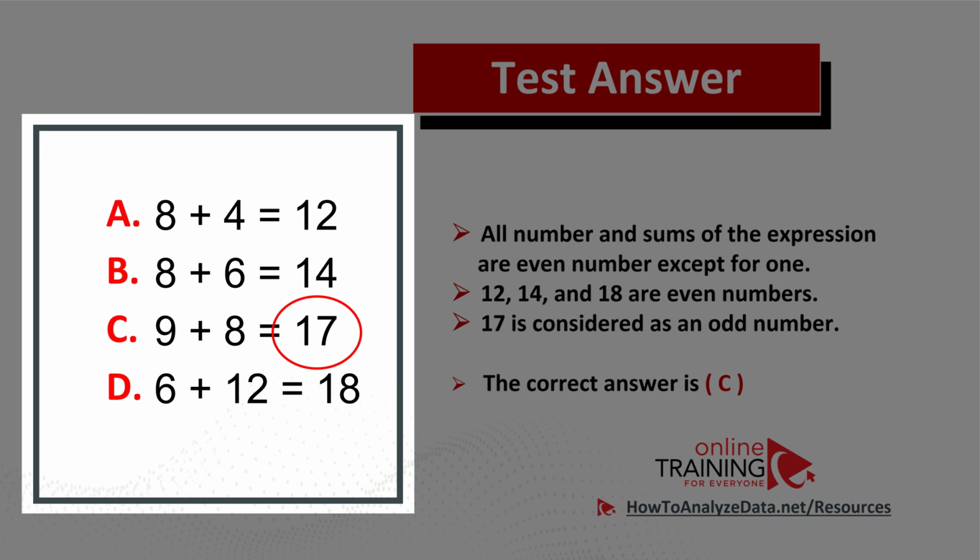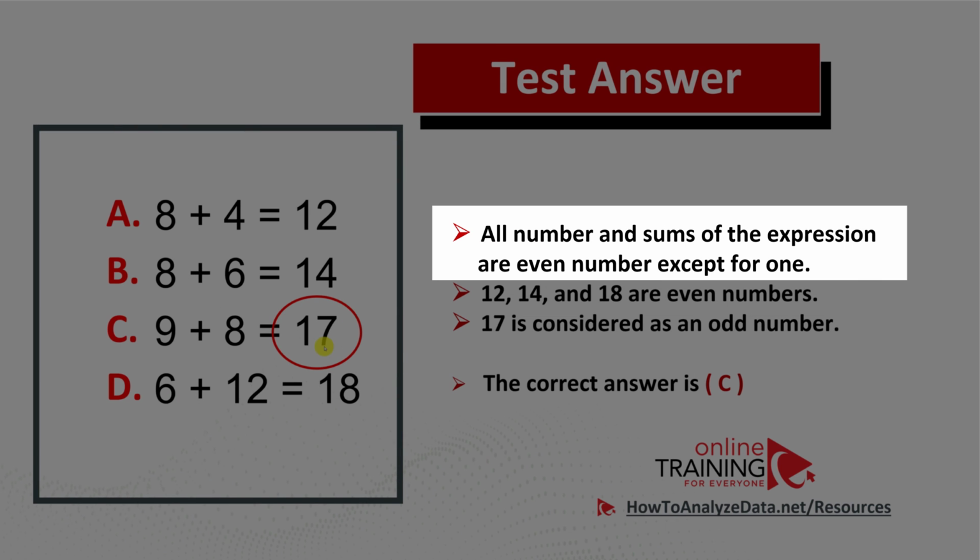What's interesting about this question is the fact that we're dealing here with odd versus even numbers. You see that expression A has all the even numbers, 8 and 4 equals 12. Expression B is the same thing, 8 plus 6 is 14, all even numbers. Same with expression D, 6 plus 12 equals 18. So the expression C has 2 odd numbers, 9 and 17. And if you look at the answers, you can also figure it out by just looking at the answer. The answers are 12, 14, and 18 for solutions A, B, and D. And for the C, the answer is 17.